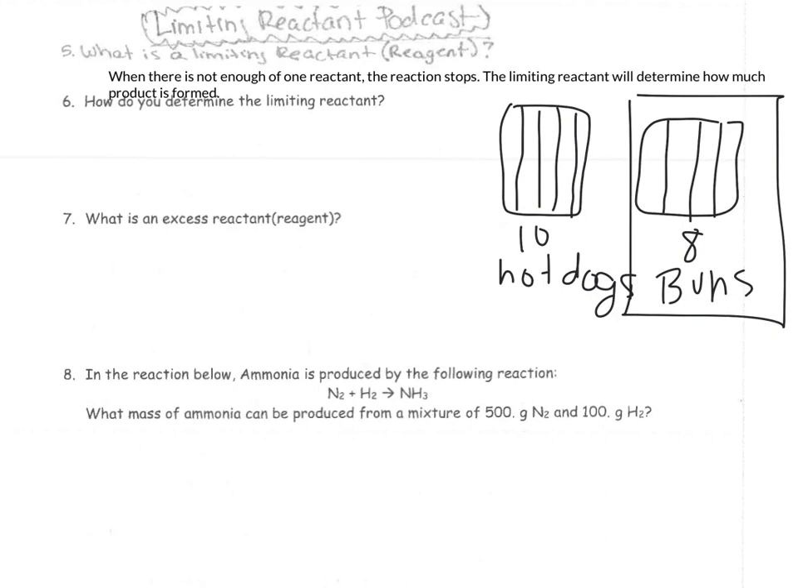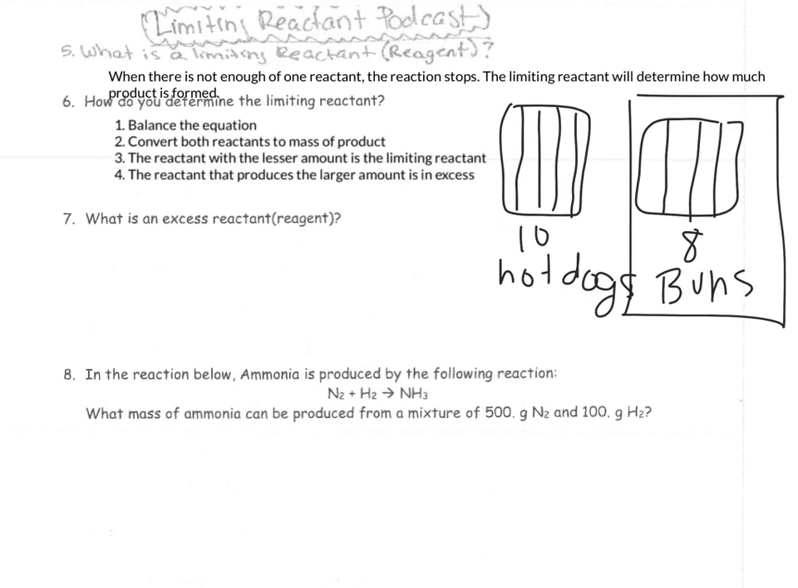So how do you determine a limiting reactant in a chemical reaction? The steps are, first of all, you have to balance the equation. And then you have to convert both of the masses for your reactants into the mass of the products. So you're going to have two problems, both reactants set up and calculate all the way across mass to mass. The reactant that produces the lesser amount is the limiting reactant, and the reactant that produces the greater amount is what we call an excess. An excess reagent or reactant is the one that's going to produce the greater amount, but it's also left over.